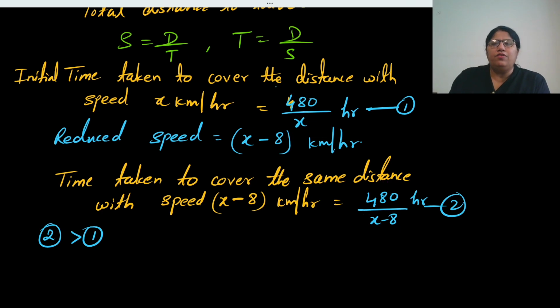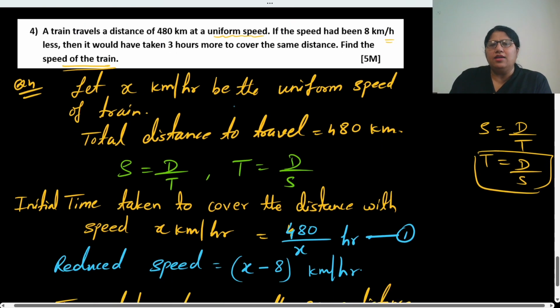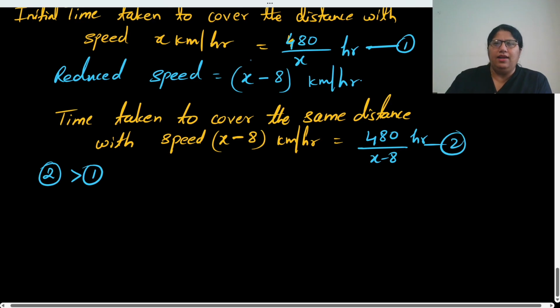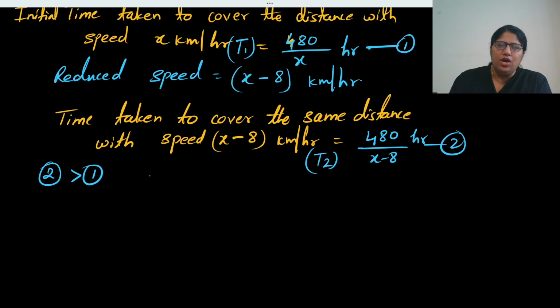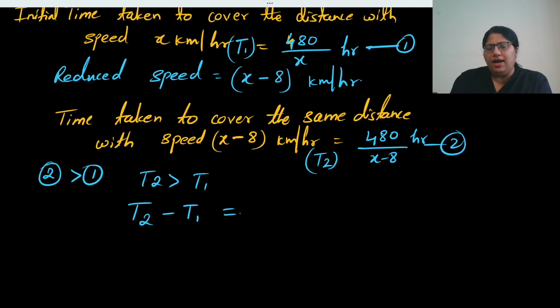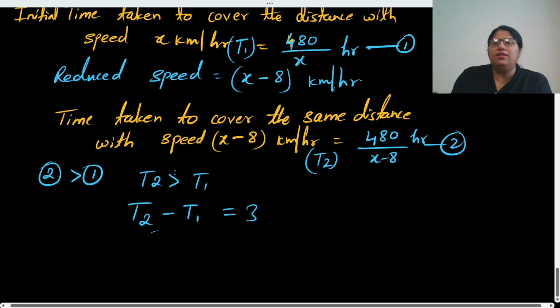So what is the difference between this journey? It's taking 3 hours more. I can write T1 and T2 for your understanding, time 1 and time 2. So you know that time taken T2 is greater than T1. So what will be my equation? T2 is taking 3 hours more, so T2 minus T1, the difference between the two travel times, is 3 hours, right? Because with less speed, it takes 3 hours more.